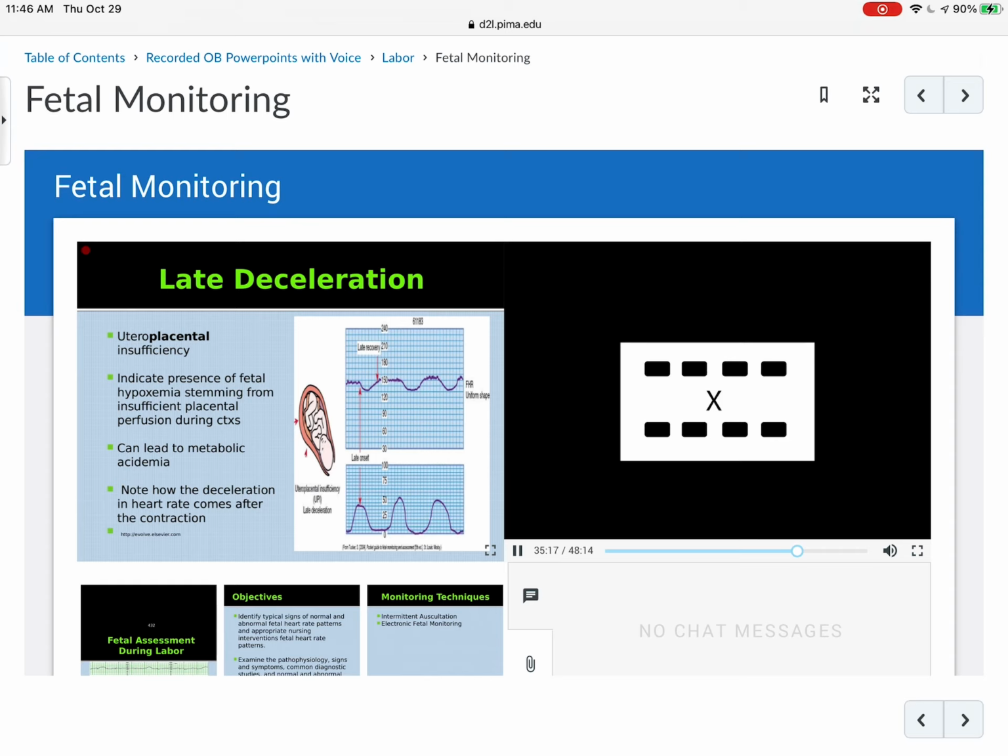Another deceleration is a late deceleration, and it means the baby's not getting enough oxygen from the placenta. So we call the cause uteroplacental insufficiency. It means baby is just not getting enough oxygen from the placenta. So there's insufficient placental perfusion during the contractions. It can lead to some bad things.